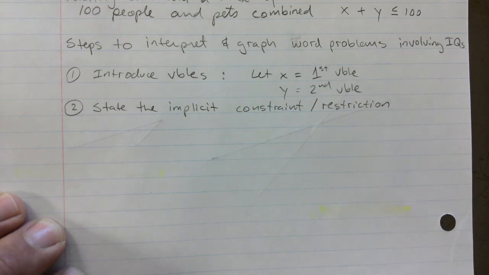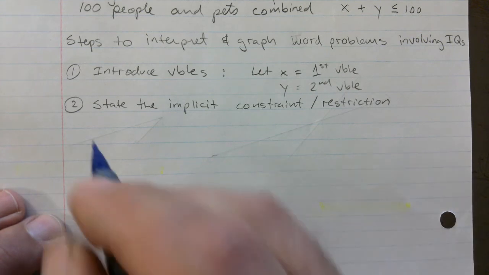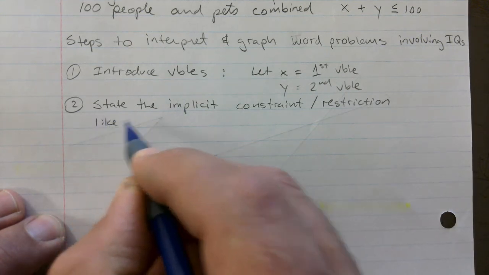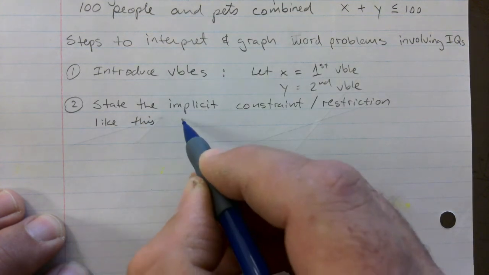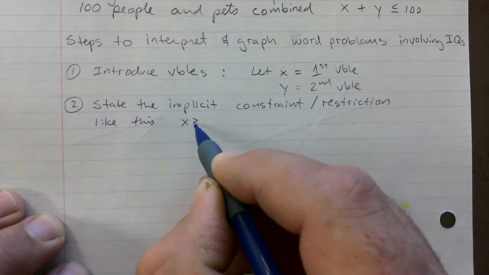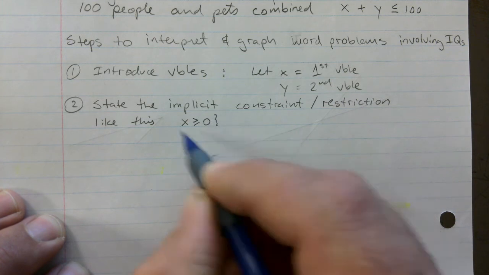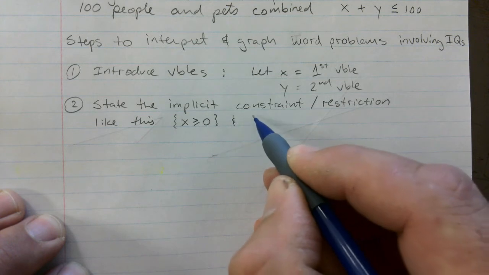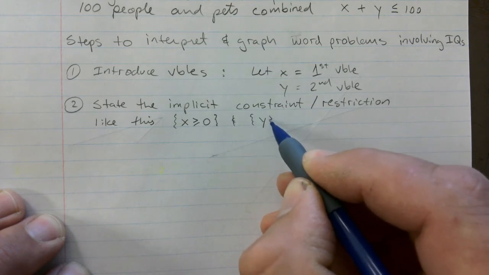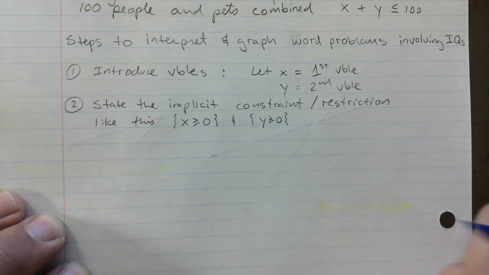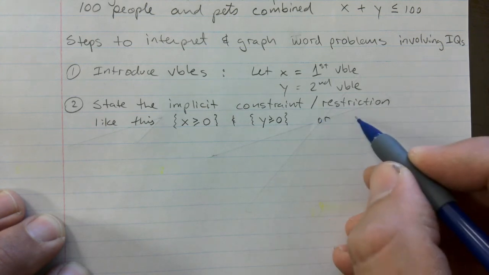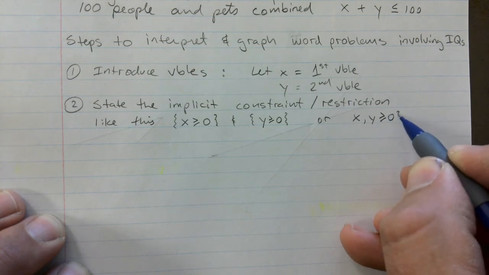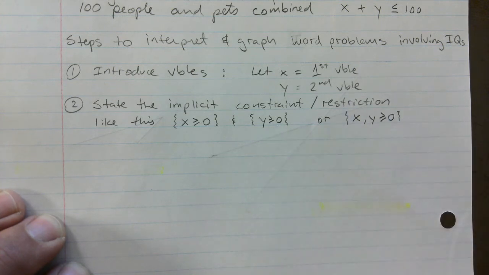Okay, and this goes back to like this. So we'll say x is greater than or equal to 0. You close it like that, you put squiggly brackets, and you also write down y is greater than or equal to 0. Or make it even easier, you just go x comma y, both of them are greater than or equal to 0, whichever one you want.